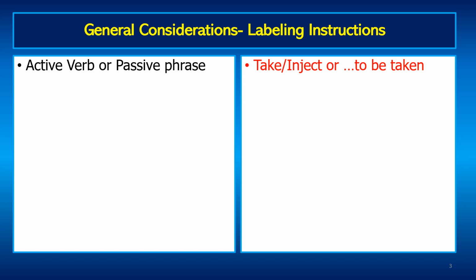So in terms of some general considerations, this is what we're looking for in terms of a label to ensure that you have simple language and that the patient is not confused having read that instruction. So we'll start with either an active verb or a passive phrase. Now, active verb would be something such as take, inject. Okay, so those are some examples. Passive phrase, to be taken, and that would be preceded by what are they taking.